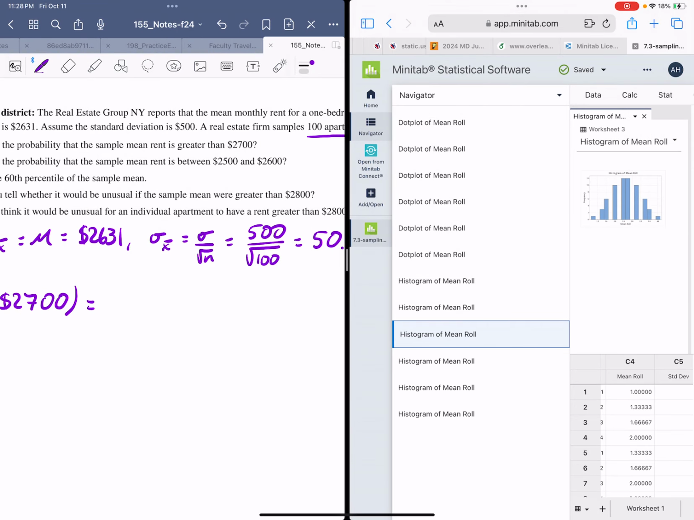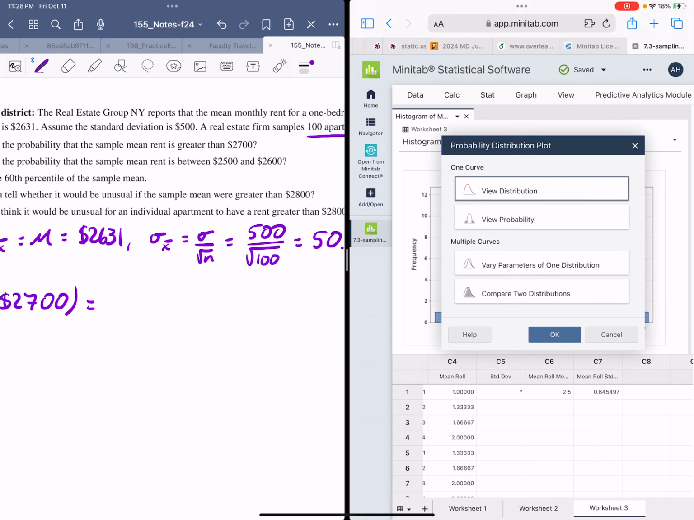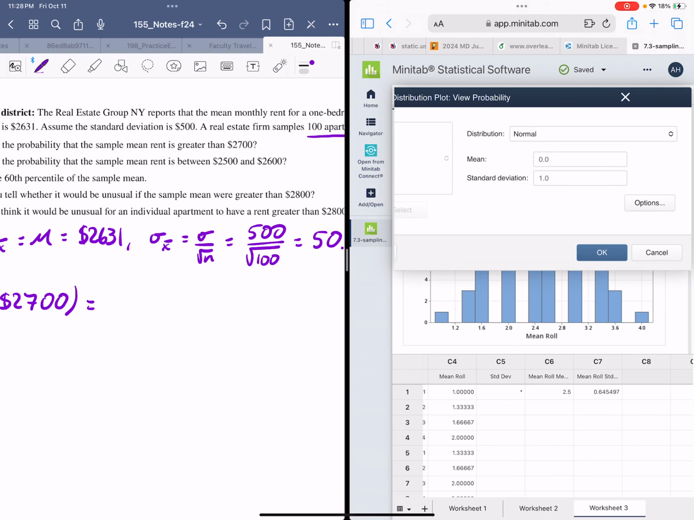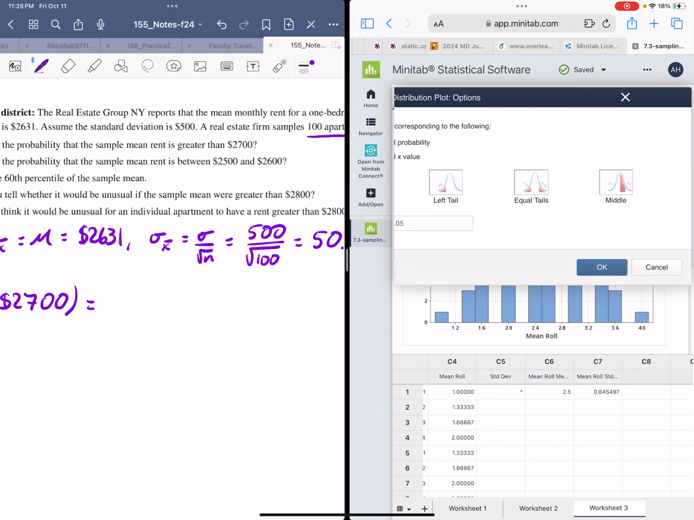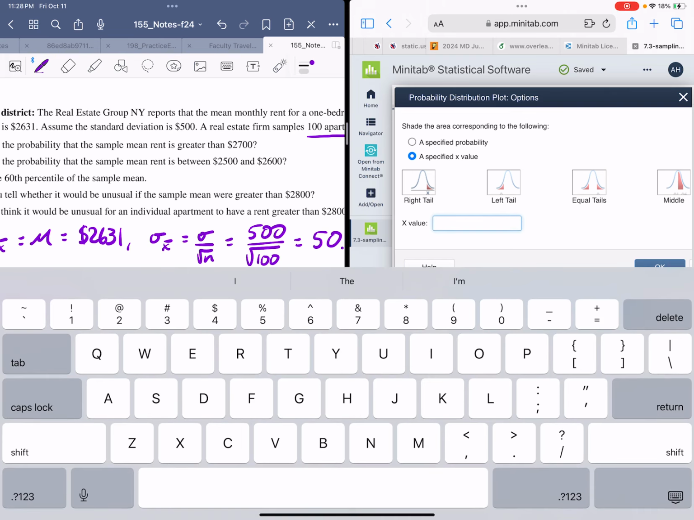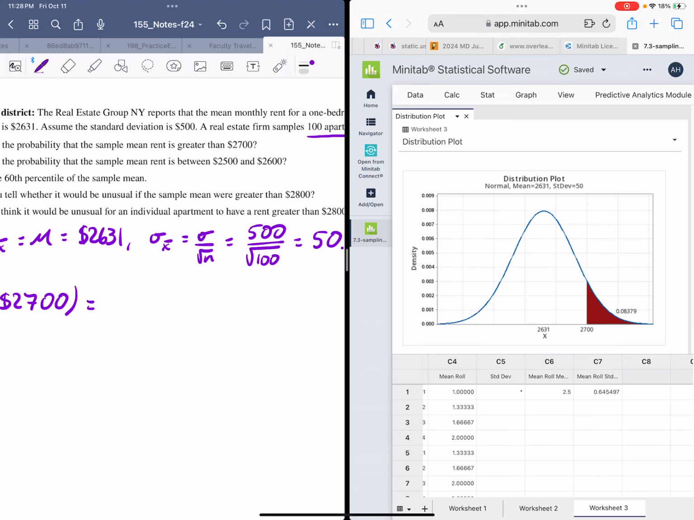So remember how we do this calc. Wait, no, sorry, I lied. Graph, probability distribution plot, view probability. Distribution is normal, sure. The mean, we know, is 2631. Standard deviation is not 500, it's 50. Now we want to make sure we're right-tailed, specified x value, and that x value is 2,700. And so it looks like it's 0.084, right?